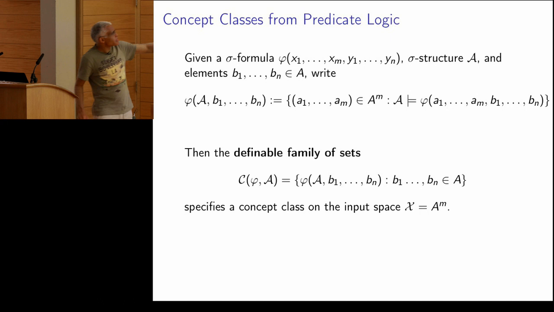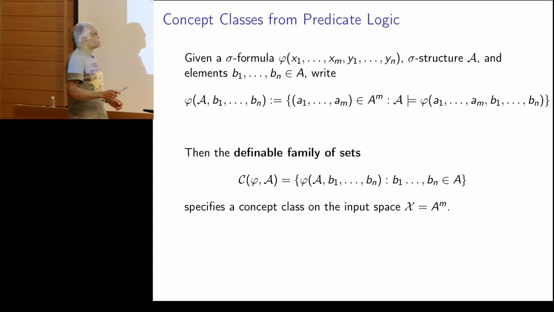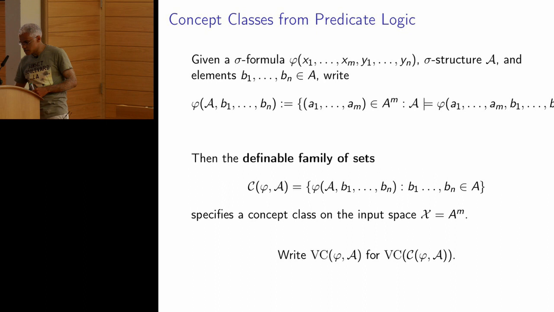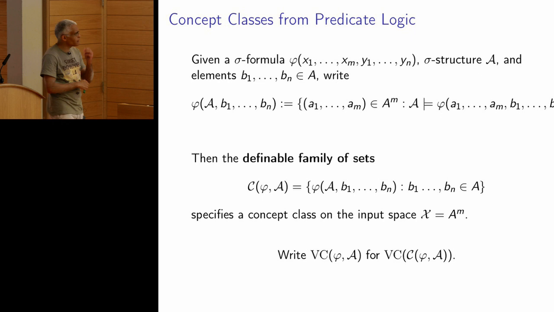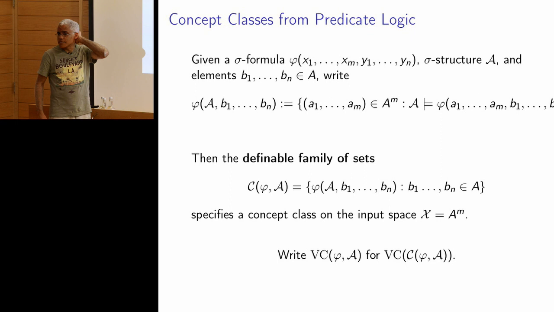We'll use this notation. This is a concept class that's determined by a structure and a formula. Again, for every set of parameters, we have a concept, and this is a collection of subsets of A^m. Just some notation: we'll write VC_phi(A) for the VC dimension of this concept class. What I want to do in the second half is talk about various ways of bounding this, and then connections with sample compression. I'll want to consider structures like the reals, but also graphs and other discrete structures.